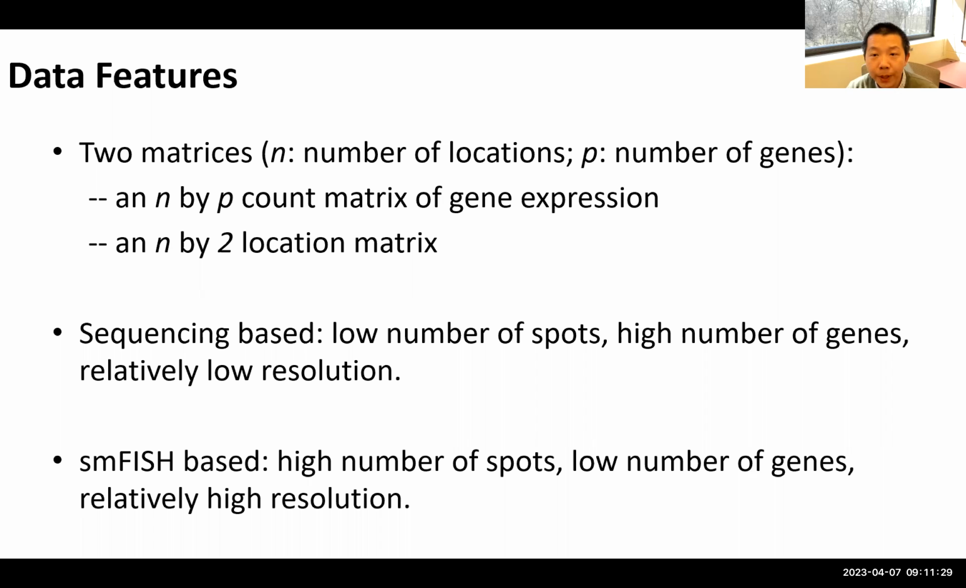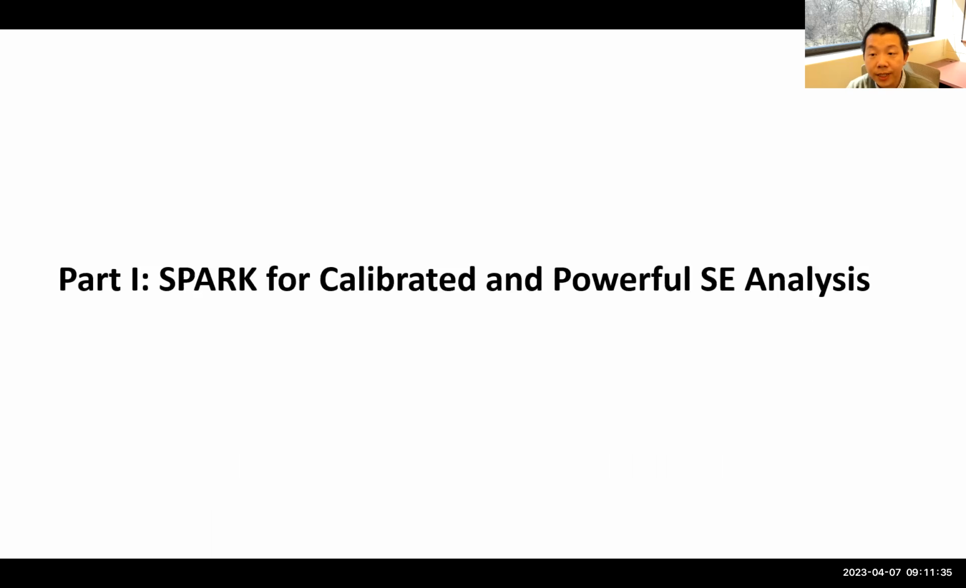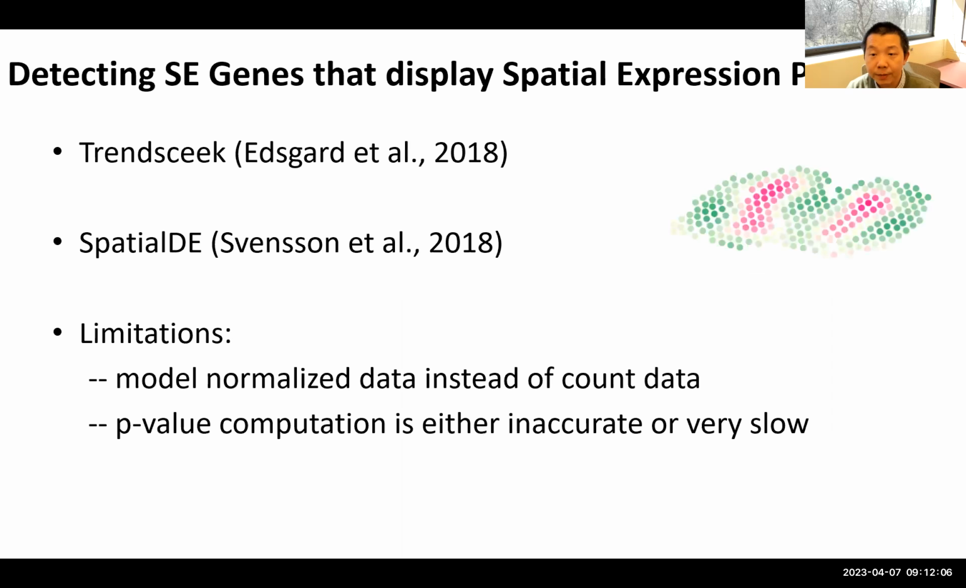With spatial transcriptomics, this relatively new technology, now you can start to answer a lot of different scientific questions. Here I'm going to talk about three different methods we developed to answer some of those important scientific questions. First, I'm going to focus on a method called SPARK to perform calibrated, powerful SE analysis, to identify those genes that show a spatial expression pattern. Many people also call this detecting SVG genes, or spatially variable genes.